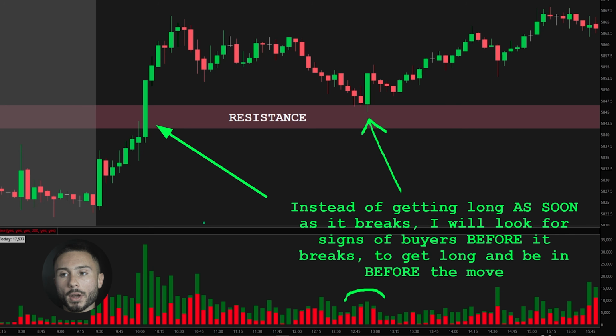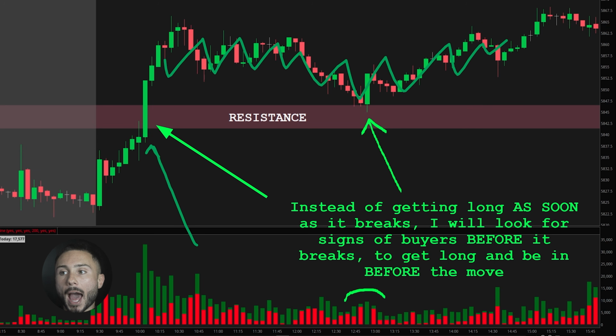And let's talk about point number 1 now, when the resistance level breaks. Let's act like we don't know what happens over here, but we're seeing it in real time break the resistance level. Well, I just said earlier that I don't get long as soon as the level breaks. But what I will do, like I talked about in the previous episode, is I will look for signs of buyers before it breaks to get long.